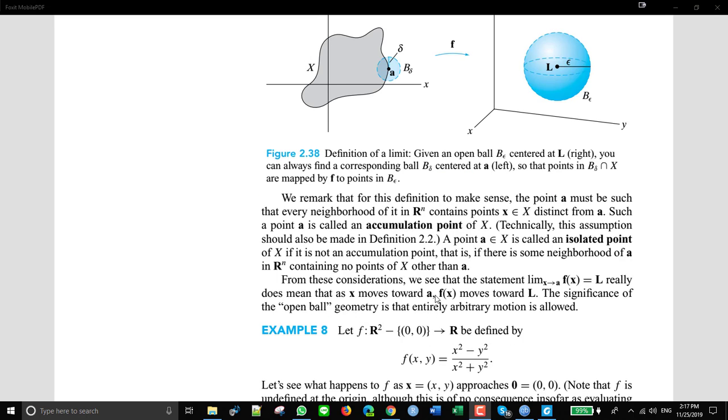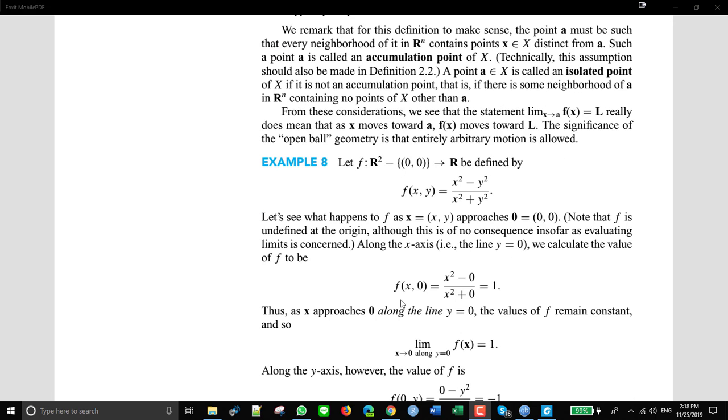So she says, from these considerations, we can see that the statement, the limit as X approaches A of f of X equals L, really does mean that as X moves towards A, so as we get points X getting closer and closer to A, f of X moves towards L. The significance of the open ball geometry is that entirely arbitrary motion is allowed.